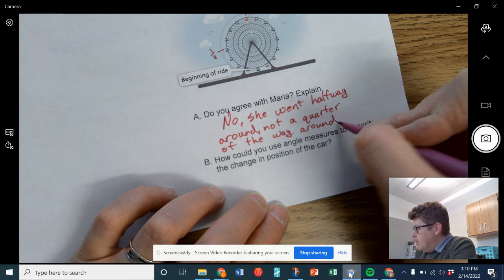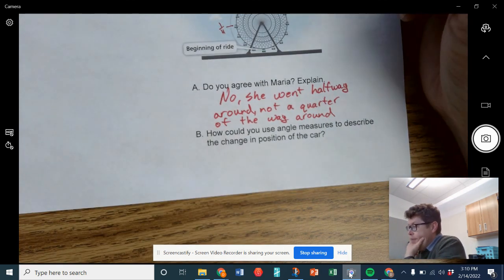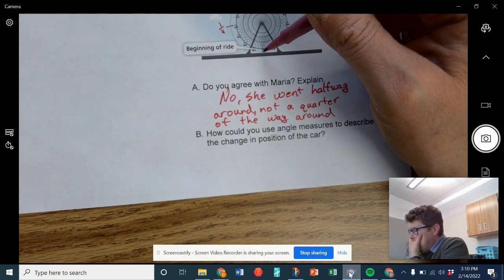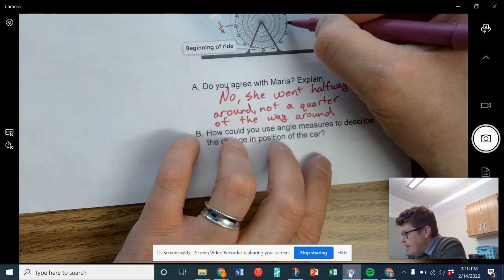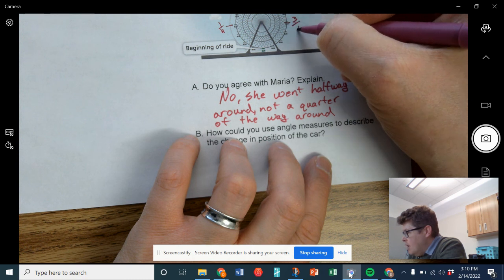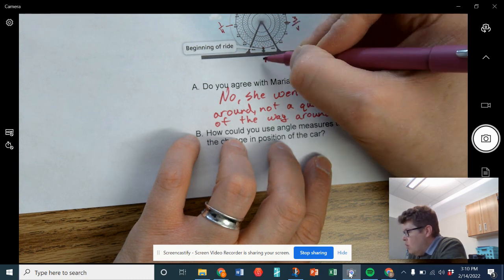And how could you use angle measures to describe the change in position of the car? Well, so we go right here. This is 1/4, half, 1/2. And then if she had gotten to this point, that would be 3/4. Right? And this is 4/4 or 1/2, right?